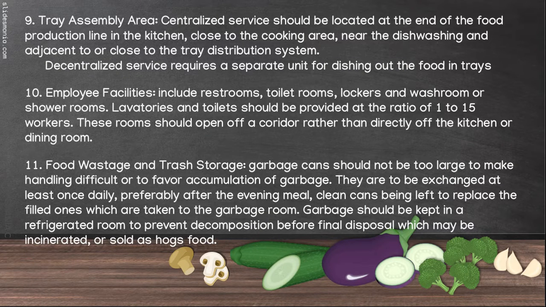Tray assembly area. Centralized service should be located at the end of the food production line in the kitchen, close to the cooking area, near the dishwashing, and adjacent to or close to the tray distribution system. The centralized service requires a separate unit for dishing out the food in trays. So, ito naman sa mga centralized services, meron sila mga assembly area, yung production line, where they prepare the food sa isang tray.